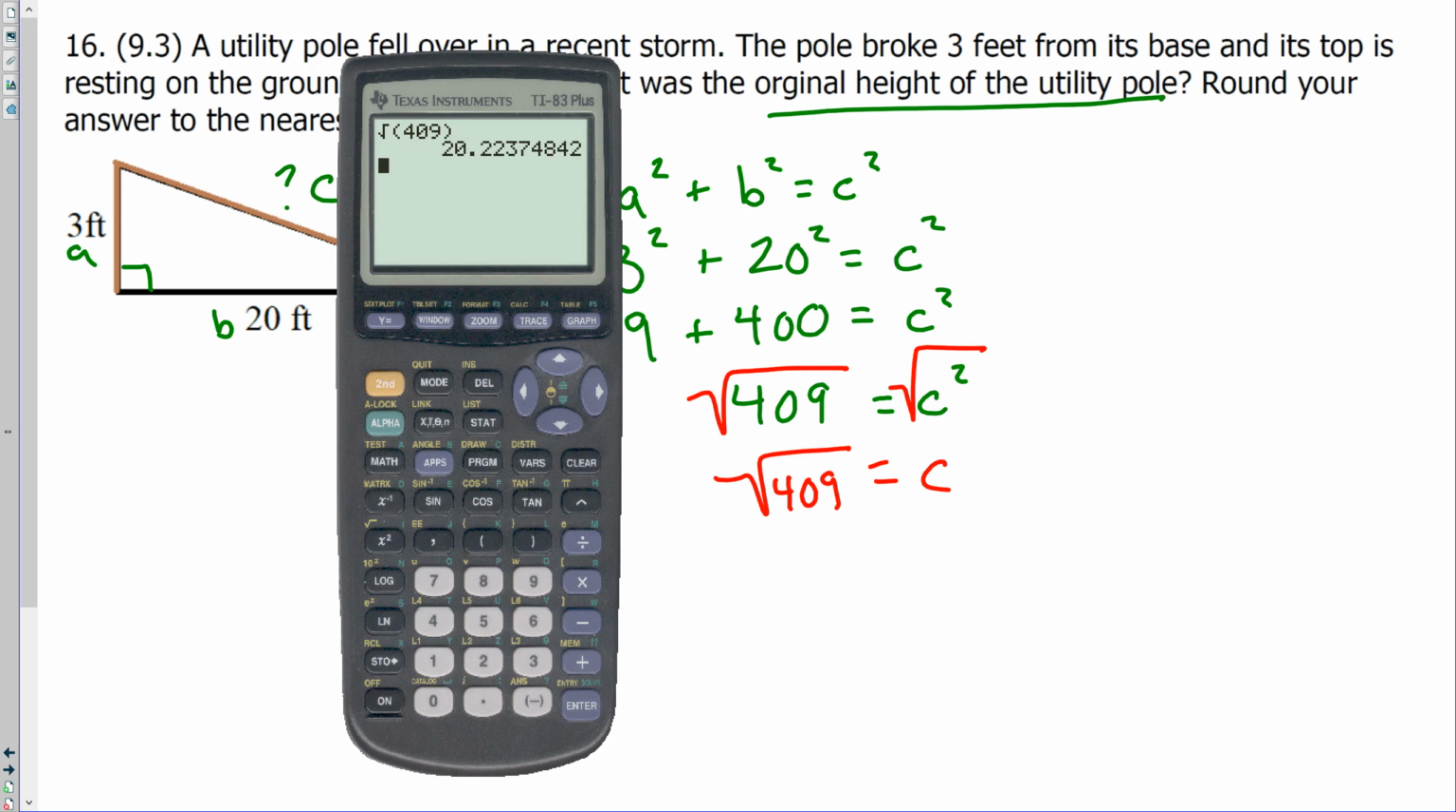There's my value. Now they said to round it to the nearest foot. So here, that's like the nearest whole number. So the 0.2 is not enough to round up my answer, so it's going to be 20.